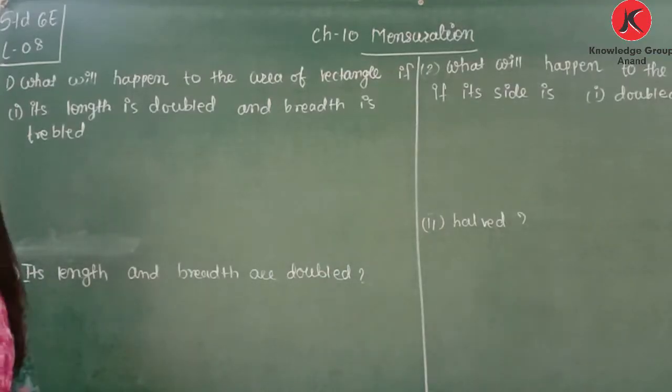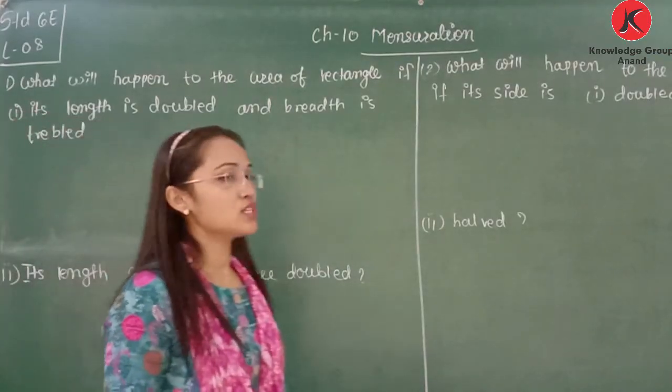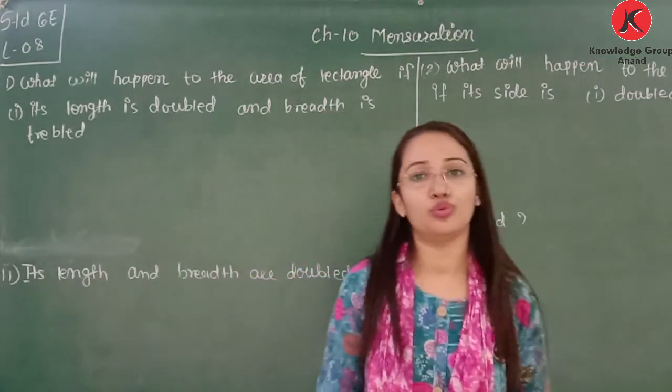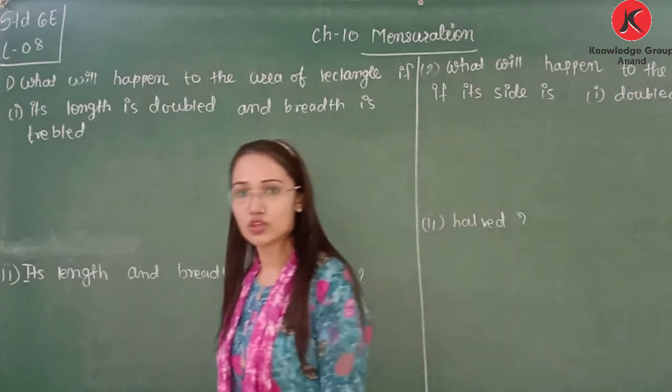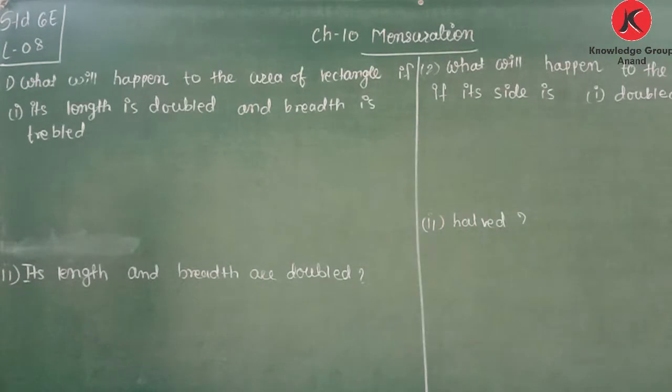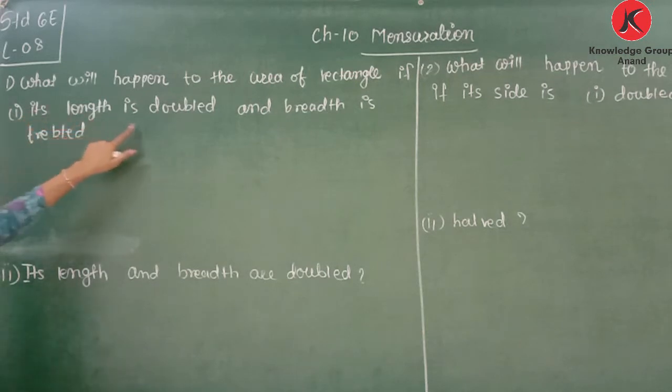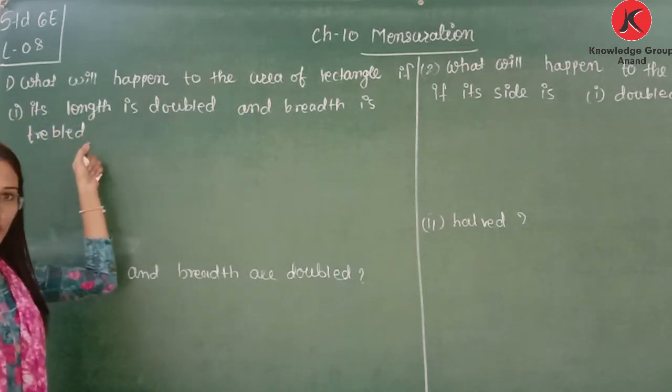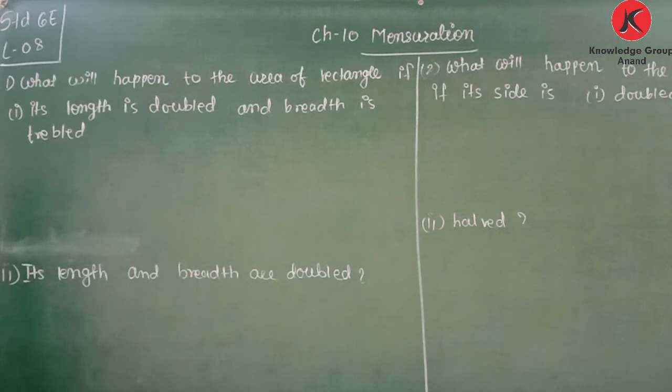Welcome back, friends. Previously in this chapter we solved some extra examples related to area and perimeter of a square and rectangle. Today we will continue with some extra examples. Some of these examples can be asked in MCQ. First example: what will happen to the area of a rectangle if its length is doubled and breadth is tripled? This kind of example can be asked in MCQ.